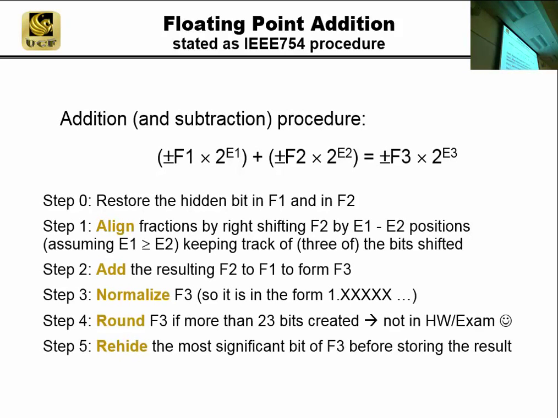I'm not going to hold you to rounding. Don't worry about it. It's actually very simple, but we're not going to worry. You actually add half and then chop off, you guys know how to do it. Then we're going to rehide the most significant bit because we know it's always 1. There's no sense wasting 32 of our valuable bits storing a number that's always going to be a 1.